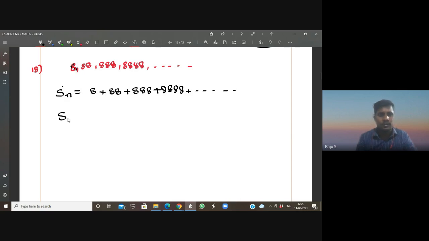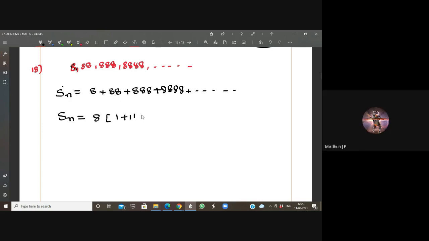So Sn is equal to, what shall we do? It is not 9. It is 8, other than 9. Whenever it is other than 9, it may be 2, 3, till 8. So first I want to take 8 common. If I take 8 common, 1 plus 11 plus 111 plus 1111.